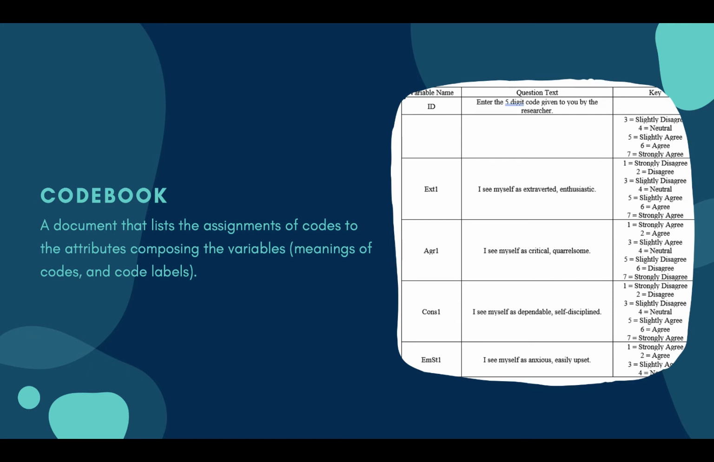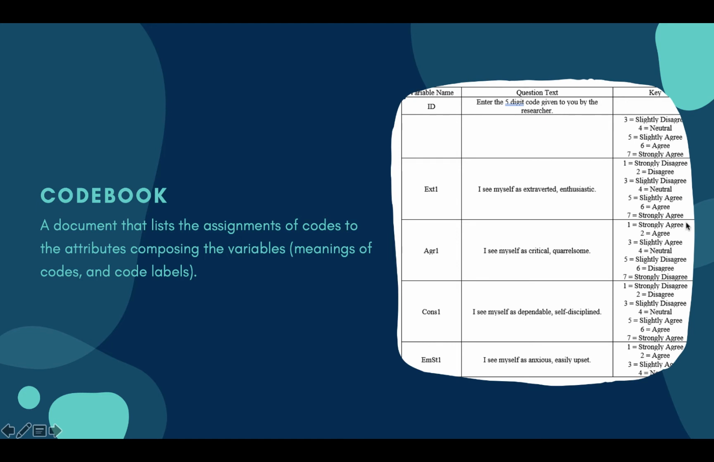So it would say ID as one variable. The second column would be EXT1. The next column would be AGR1. And AGR1 stands for, I see myself as critical, quarrelsome, right? So these are questions that are being asked of the participant, and they have to say, do I agree or disagree to this statement? And it's not just agree or disagree. They have the option to select the various attributes that could exist in the variable AGR1.